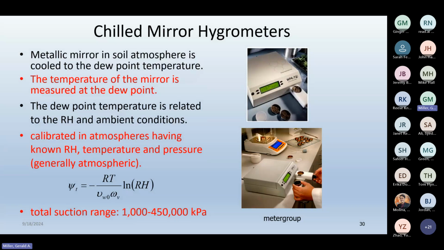What's nice about this device is it's very rapid. It has to come to equilibrium. It has to get the temperature to an equilibrium state before it makes the reading. So for clay soil, it may take up to 15 minutes, but that's pretty quick in terms of measuring suction. So you can take in situ samples that have been preserved from the field, and you can measure total suctions. Of course, the drawback is that it's total suction. It doesn't consider the osmotic component, the salt content that's in that soil.